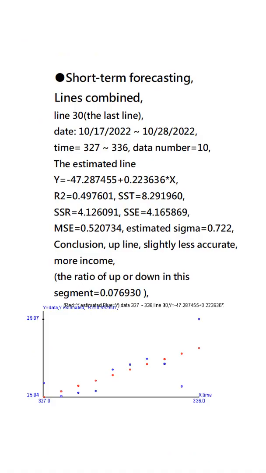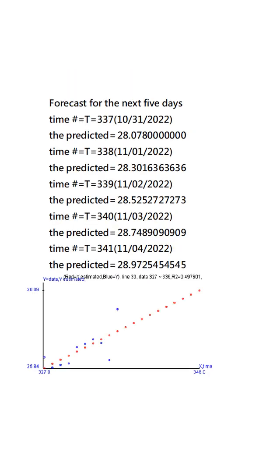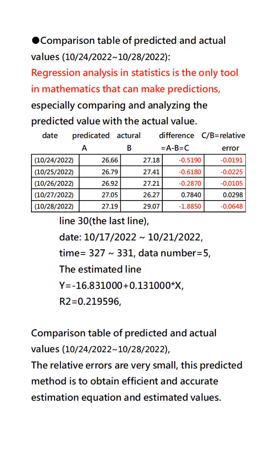Line 30 is the last line. The coefficient of determination is 0.497601, which can be the predicted equation. Those predicted values could be referred to.